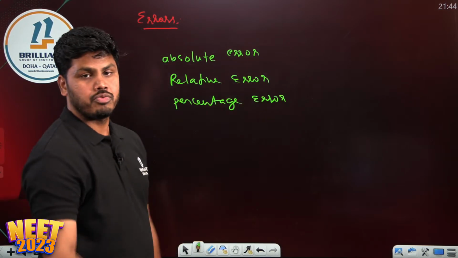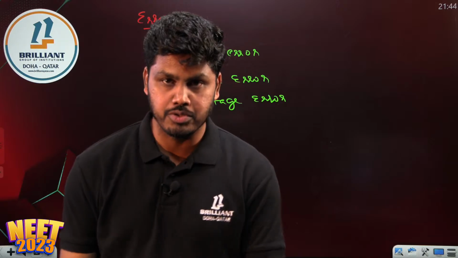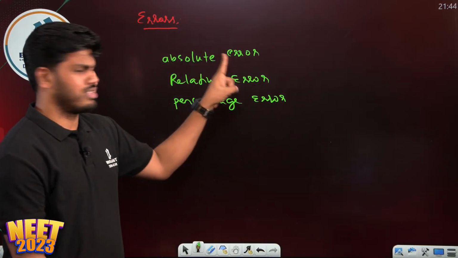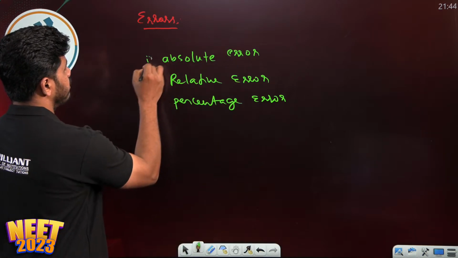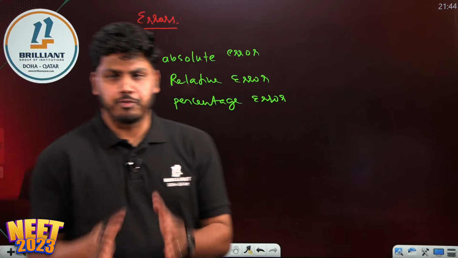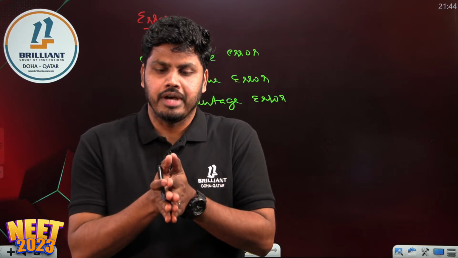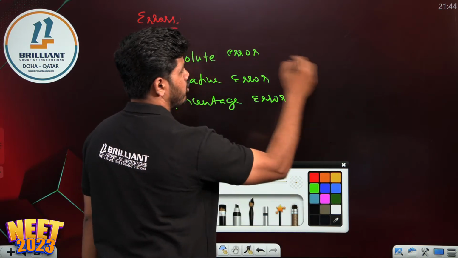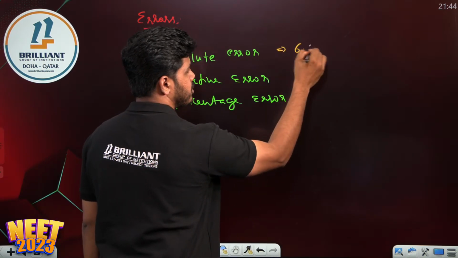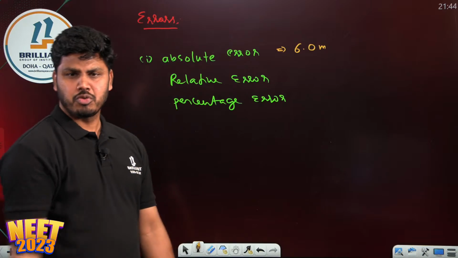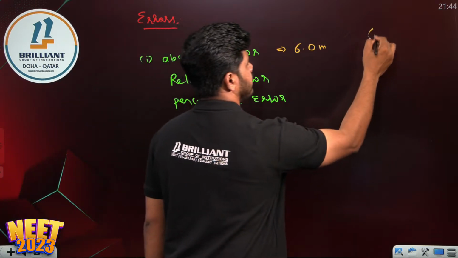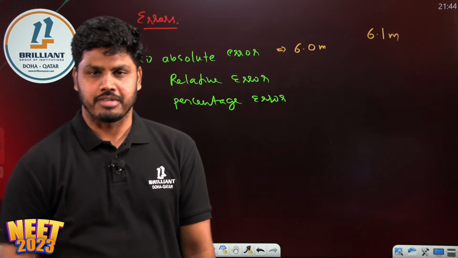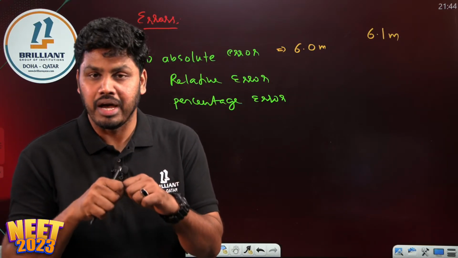These are the three different types of errors we have to calculate, and questions will be based on any of these three. And I'll give you quickly an idea about what these errors are. Absolute error is the difference between actual value and measured value. Suppose I know the length of the board is 6.0 meters, but I measured the length as 6.1 meters, which means 6 meters 10 centimeters, right? 10 centimeters is a mistake in my measurement.